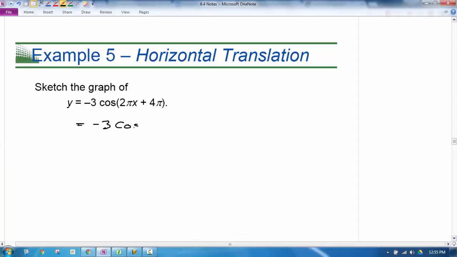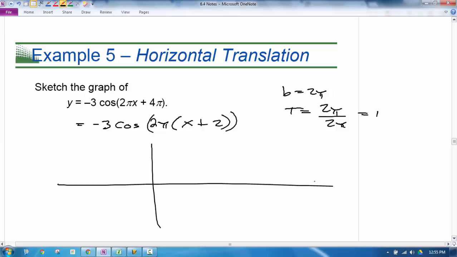This is -3 cosine. Now I'm going to pull out a 2 pi here, and I'm going to have left over x plus 2. And I'm going to do that because b I know is 2 pi, so I can find the period. The period is 2 pi over b, so it's 2 pi over 2 pi, which is 1. So this thing is going to repeat every one time.